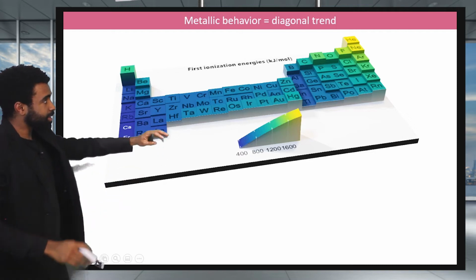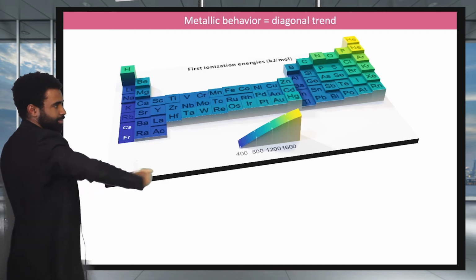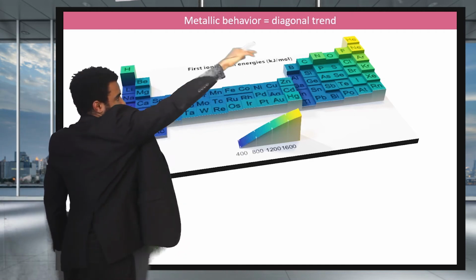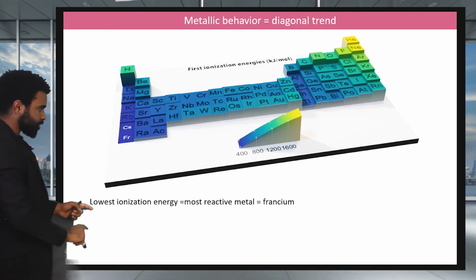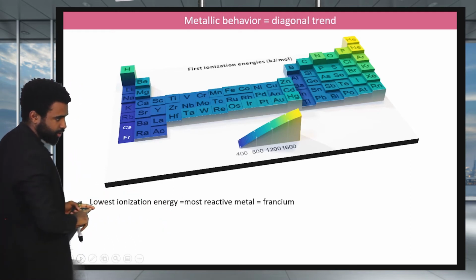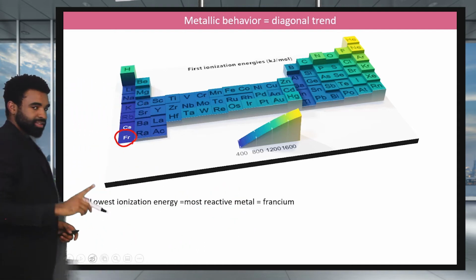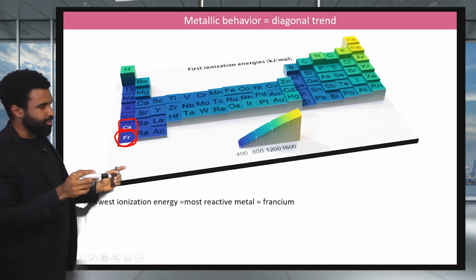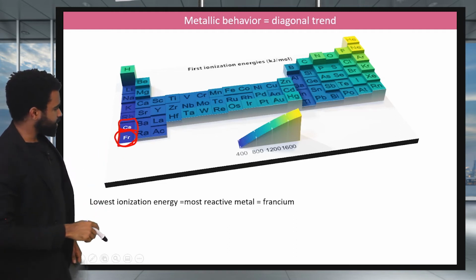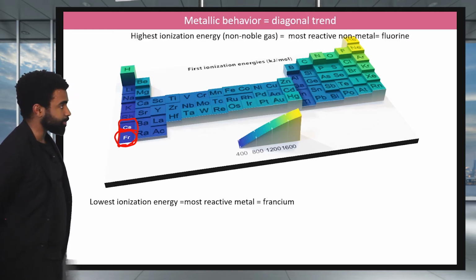So now, generally speaking then, metallic behavior follows a diagonal trend where we have the most metallic elements here and the least metallic on that side. I thought I had bitten my tongue there. And so generally, like I said, the lowest ionization energy will give you the most reactive metals. In this case, francium. Actually, there's some debate about whether cesium is more reactive than francium. I think cesium ends up being more reactive because of some relativistic reasons, but I think the IB considers francium to be the most metallic or most reactive metal. So we leave it there as francium.